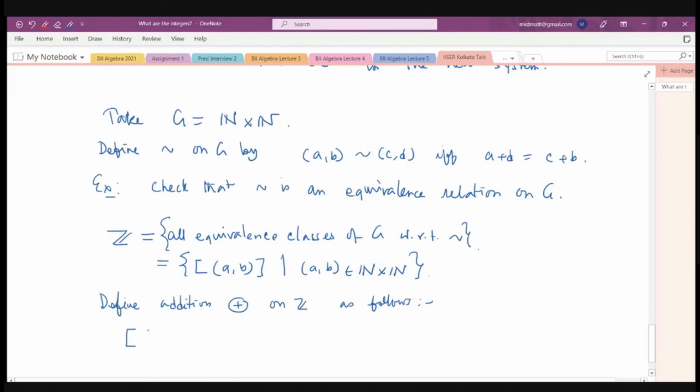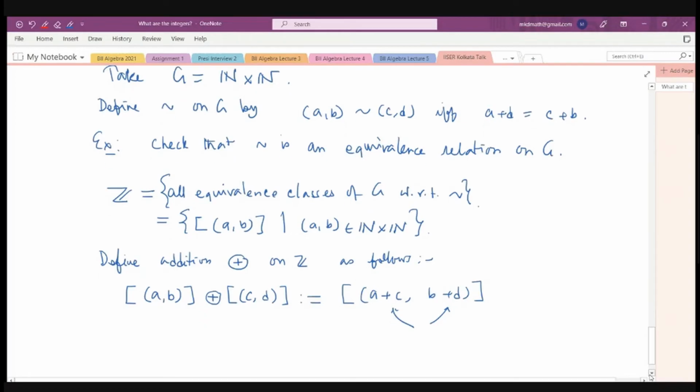Let us take a class [A, B] and another class [C, D], and I define the addition as, sorry, this is my addition. This addition is the class of [A plus C, B plus D]. Now note that these two additions are from natural numbers, because A, C, B, D are natural numbers. So this plus is from N, what we learned today.